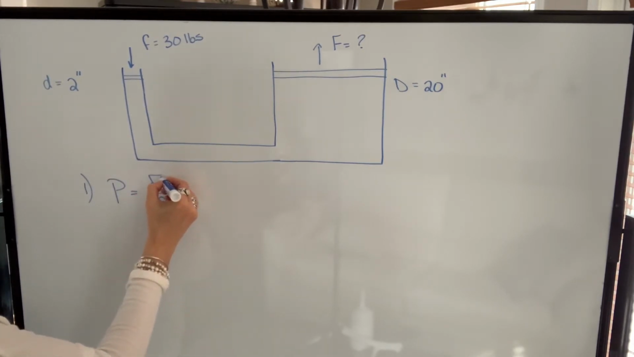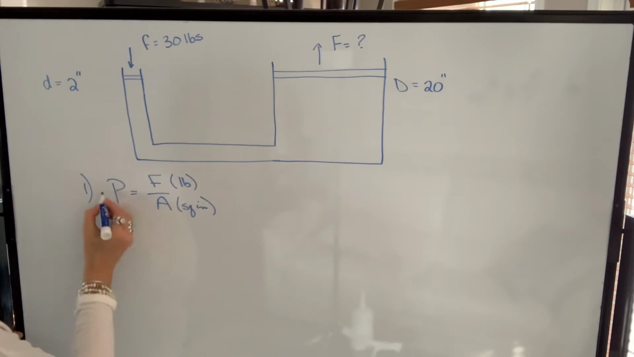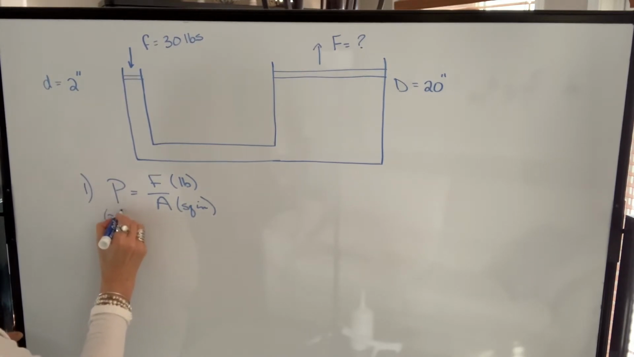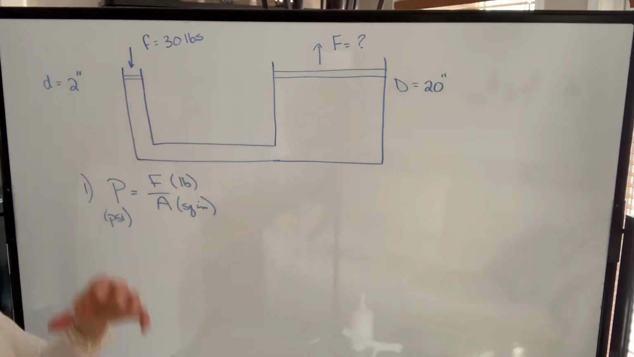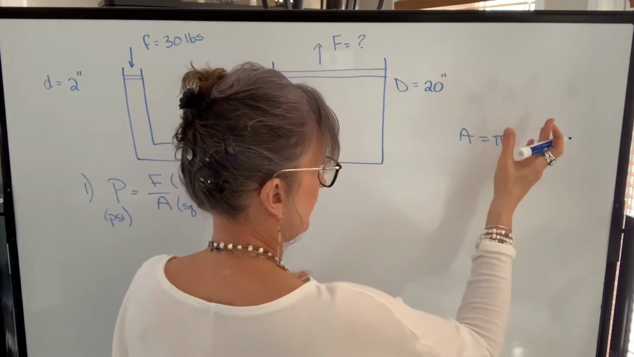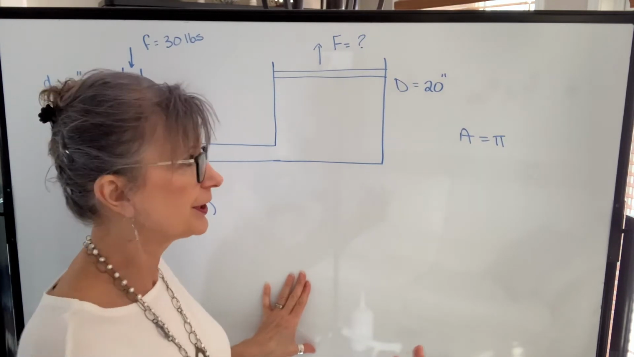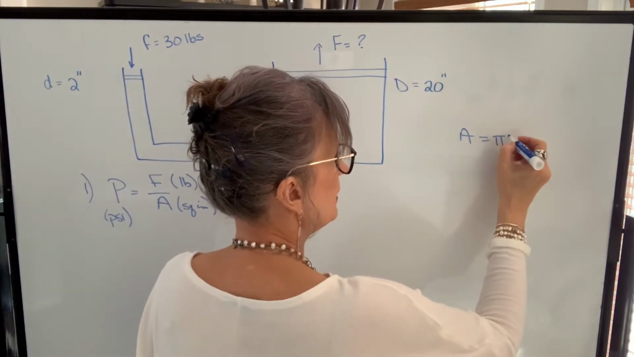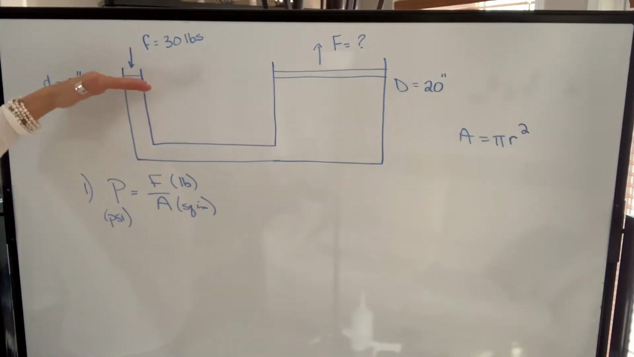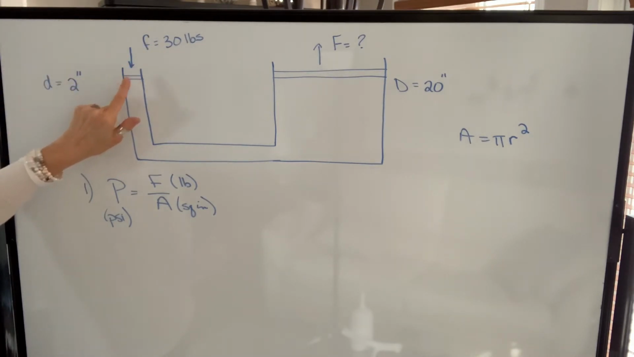Pressure is defined as force in pounds divided by the area in square inches, and that gives me pressure in pounds per square inch. We're talking about areas of circles, so remember that the area of a circle is pi, which is 3.14 or 3.1416, or there's a more accurate pi value on your calculator. If we take that number and multiply by the radius squared, that would give the area of a circle. What we're going to do first is find the pressure that's created by applying 30 pounds of force over this area. I need to find that area, but I can do that in my calculation.